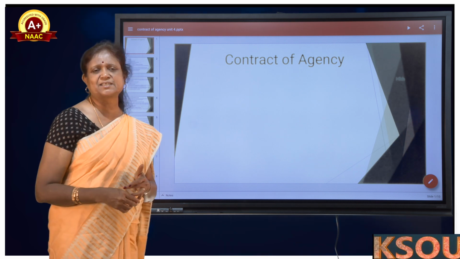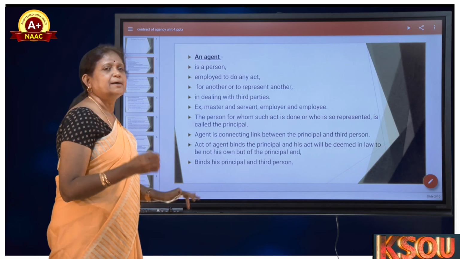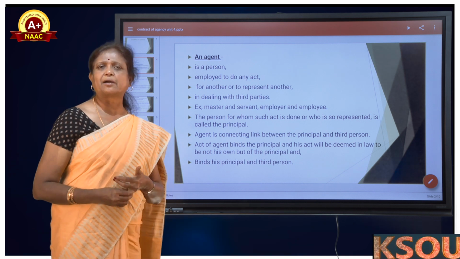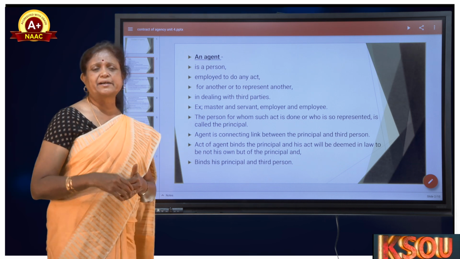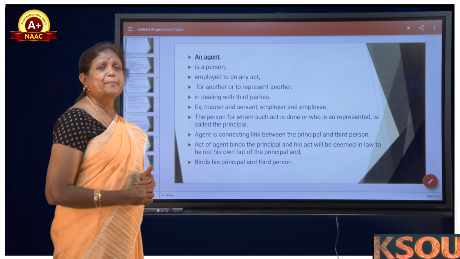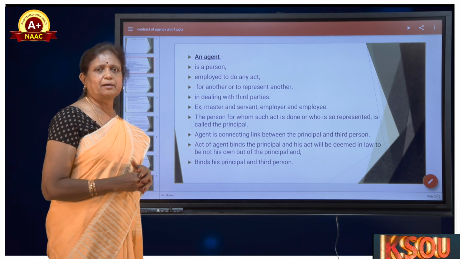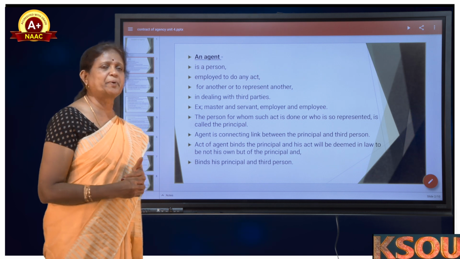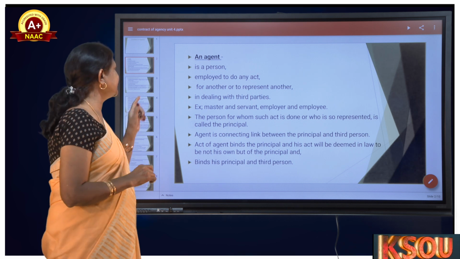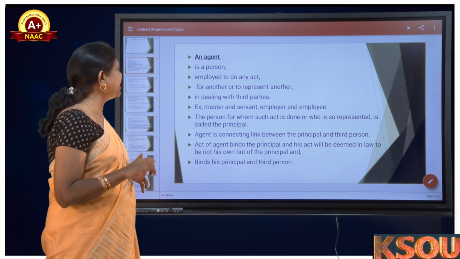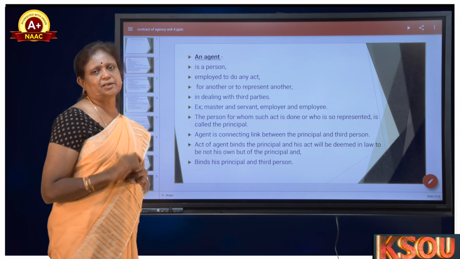So what are the legal consequences that we have to study in this unit? This is Unit 4 in Block 1 of the first semester of MBA. The contract of agency is where a person is appointed as an agent by the principal to act on behalf of the principal. The definition of an agent: an agent is employed to do any act for another or to represent another in dealing with third parties.